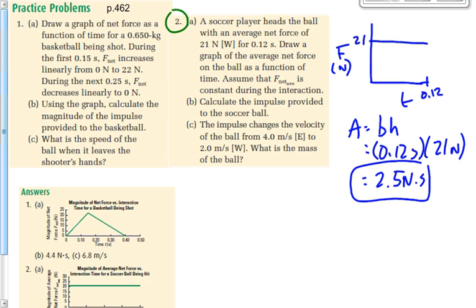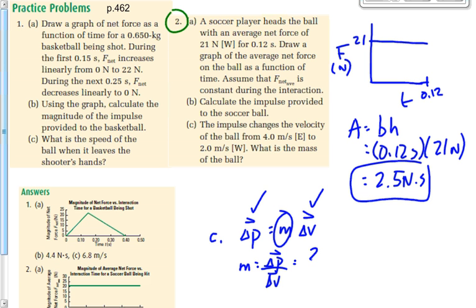Now, question C says the impulse changes the velocity of the ball from 4 meters per second east to 2 meters per second to the west. What's the mass of the ball? We know that in question C, we're going to use that impulse equation, delta P is equal to m times delta V. Let's solve for m. We've got delta P. We don't have delta V, but we pretty much do. All you have to do is subtract those numbers to get delta V. Solve for m. Delta P is 2.5 newton seconds.